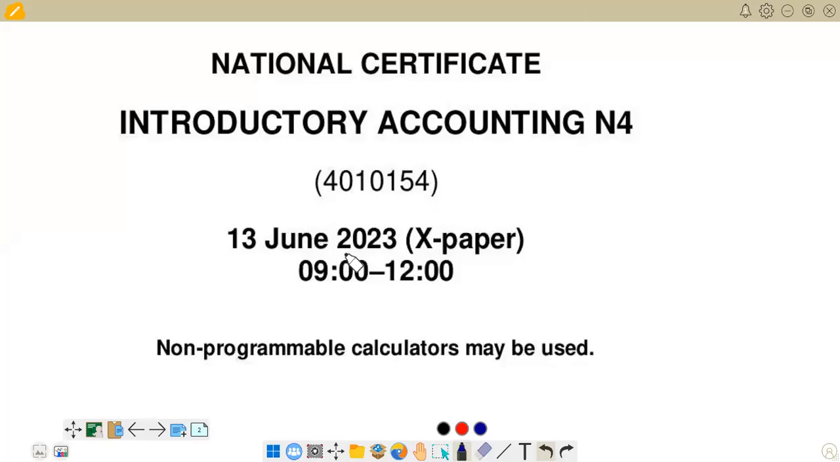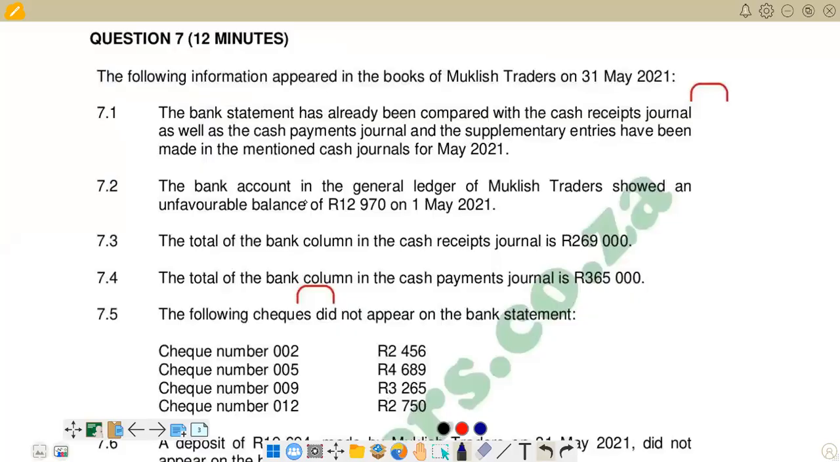Today, we want to look at a question paper of June 2023. This is the question paper that we want to look at today. And we want to look at question 7 on that question paper on the preparation of our bank reconciliation statement.